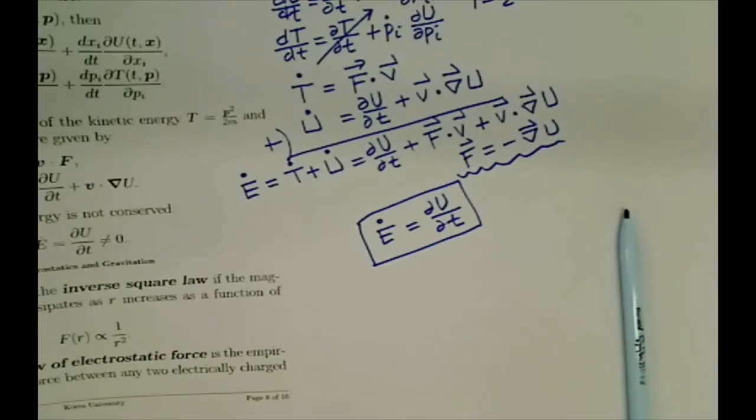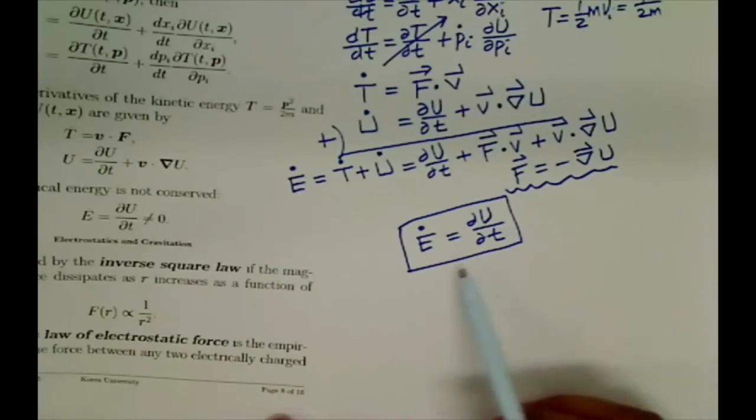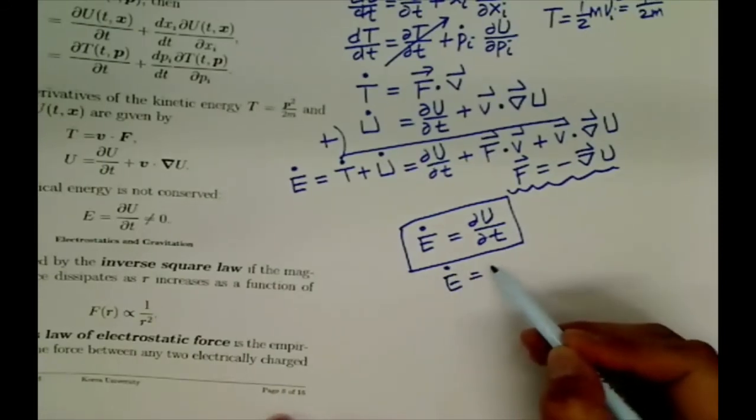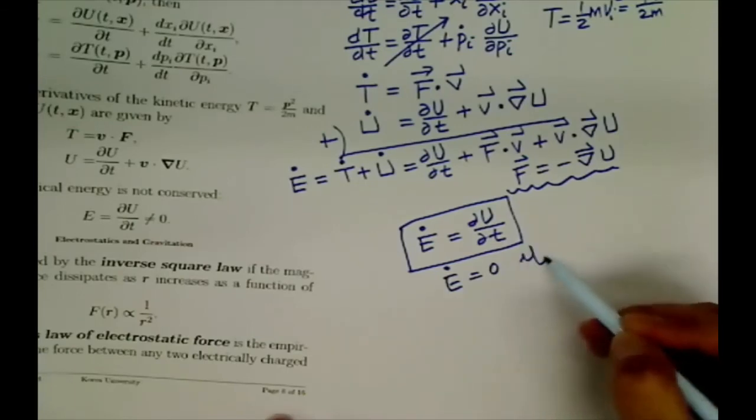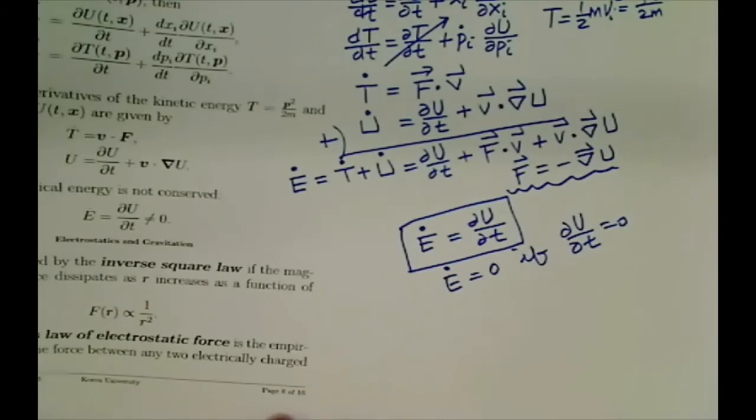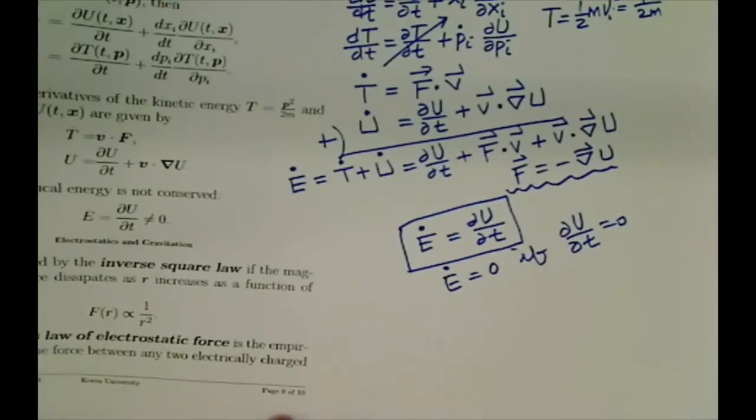So as long as the potential energy has the non-vanishing explicit time dependence, the total mechanical energy does not conserve. So total mechanical energy is conserved if this one is zero. All right.